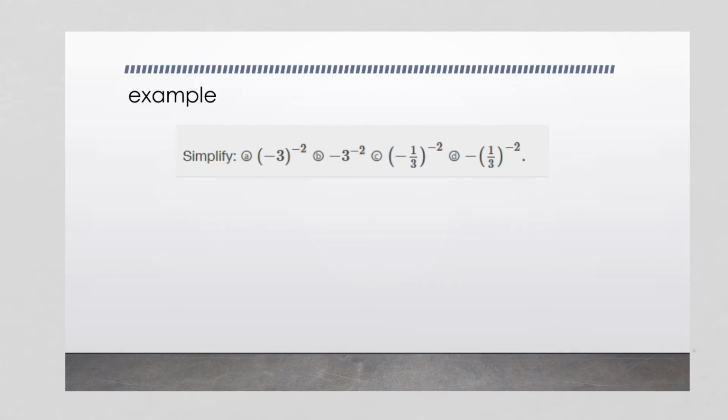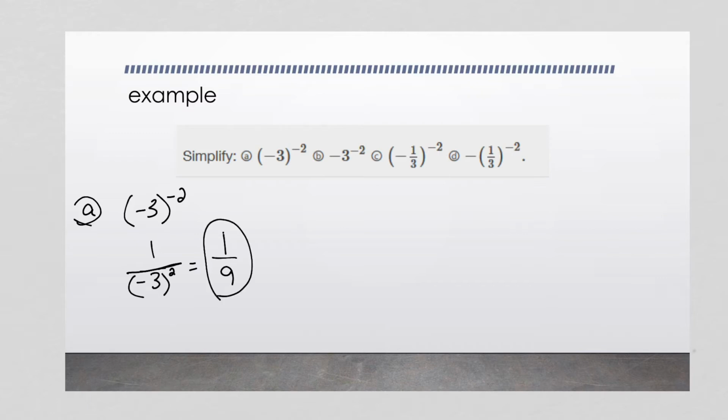All right, let's look at part A here. We have negative 3 to the negative 2 power. So this is the same thing as, let's see here, negative 3 in the denominator to the second power, but what goes in the numerator? A 1. Now, what is negative 3 squared? It's positive 9. There we go.